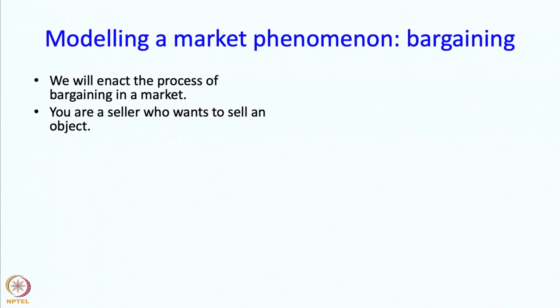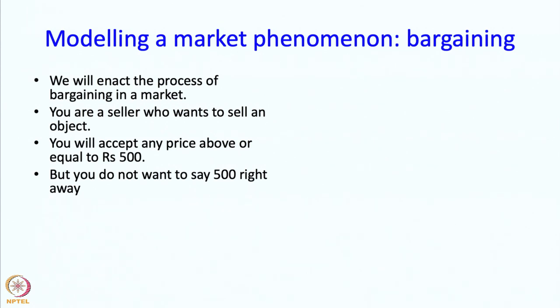So pretend that you are a seller who wants to sell a certain object. Now you will be happy to accept to sell the object for say 500 rupees. So you will accept 500 as a price, and of course if somebody says, oh no, I am offering 600, he will certainly accept it. But you are not going to accept a smaller price than 500. That is the minimum price that you want.